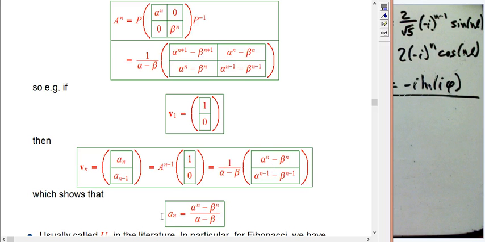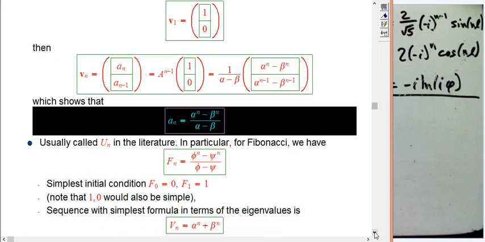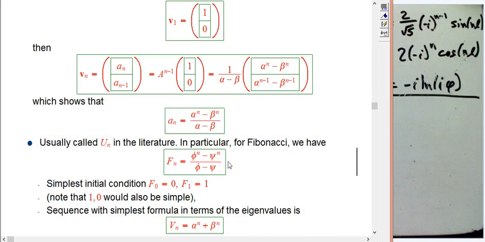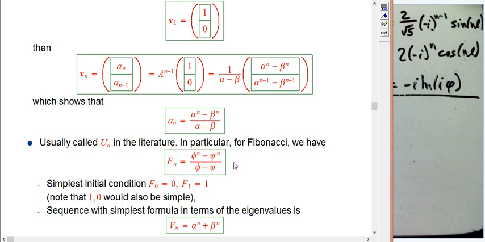And so here it is. A sub n is eigenvalue to the n minus other eigenvalue to the n over the difference of the eigenvalues. That's a very famous result in the theory of Lucas sequences, and in particular for Fibonacci, this is Binet's formula. It is not the only way to get Binet's formula. It's not the simplest way to think about Binet's formula, but it's a very powerful way, and it connects with linear algebra, dynamical systems, differential equations, all kinds of good stuff. Okay, so that's a totally alternate derivation of Binet's formula from the funky one we had with cosines and sines.